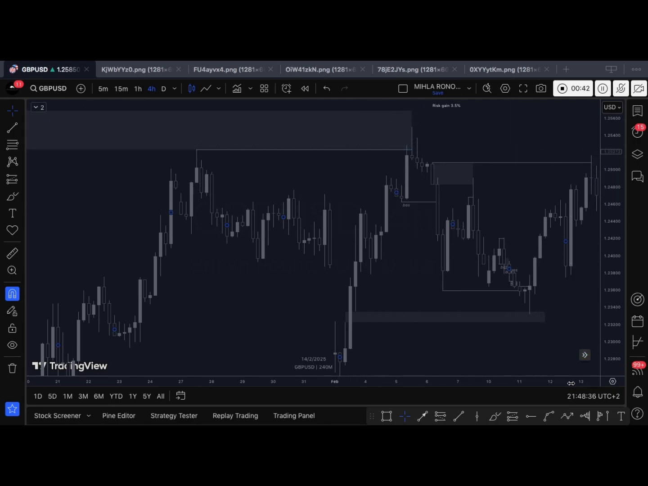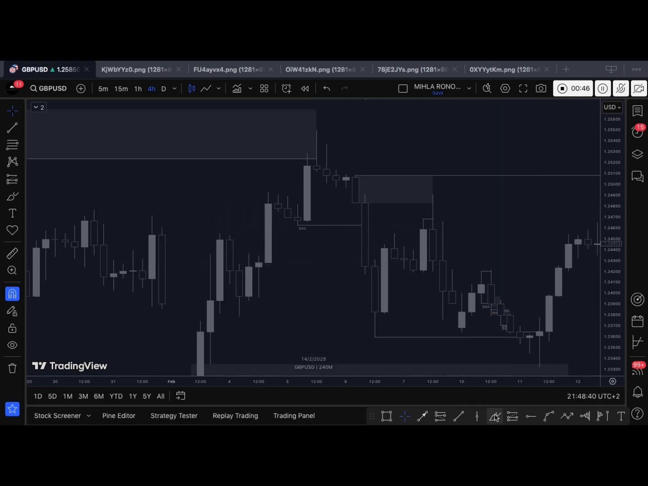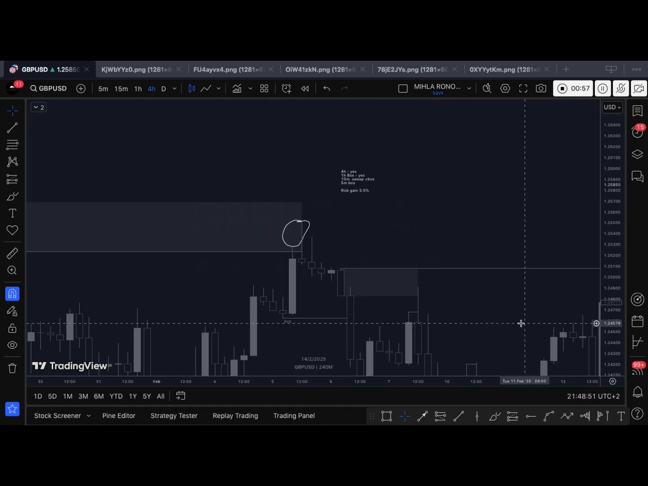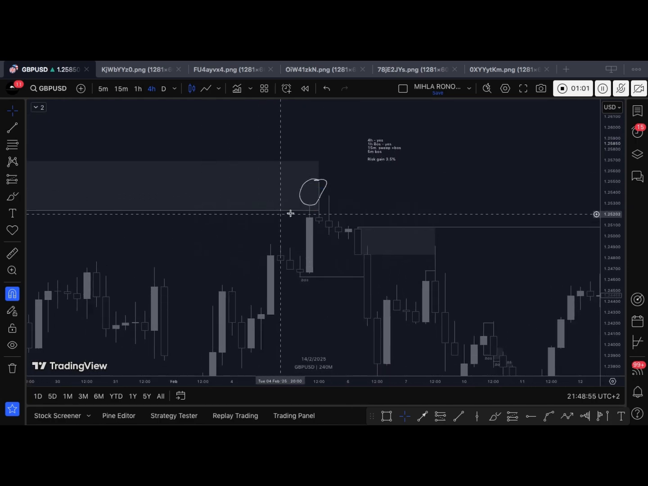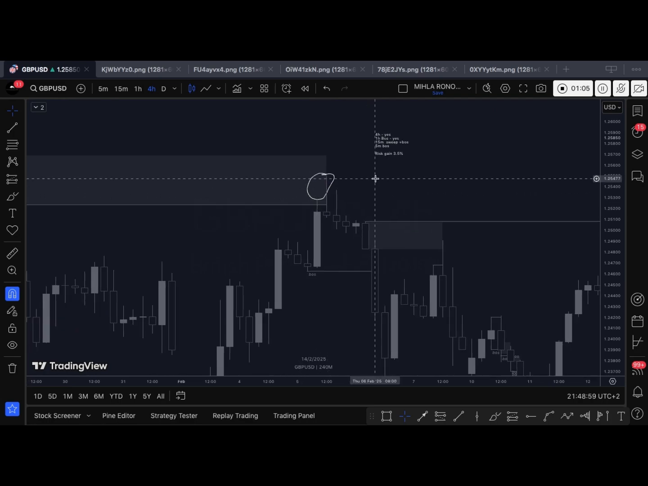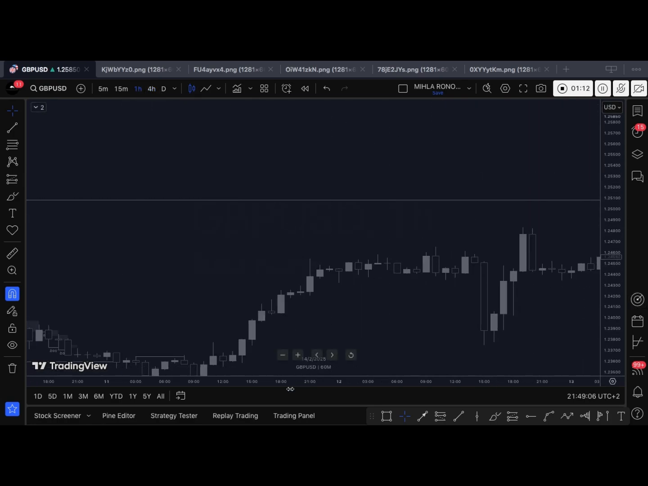A quick run through of my thought process with the setup. As we can see here, we had this sweep on the 4 hour, and when we follow our checklist, we have to follow a 4 hour sweep or 4 hour mitigation of some sort of supply or demand or sweep or whatever it is, and then after that sweep, we expect a breaker structure towards the opposite direction.